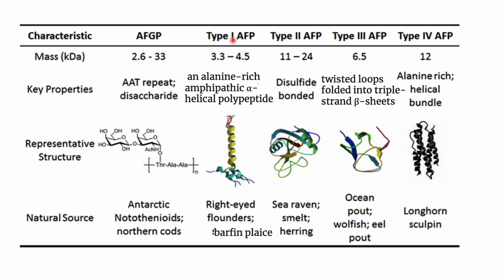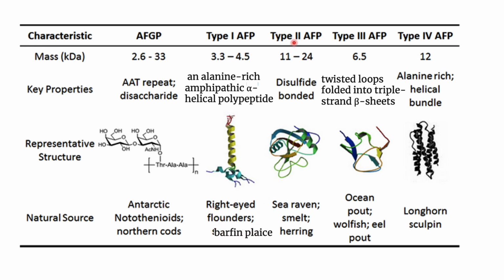And when we look at the AFP1, they have the molecular weight around 3.3 to 4.5 kilodaltons. They have alanine rich amphipathic alpha helical polypeptides as shown here. Some of the examples include right-eyed flounders and Baffin flies.